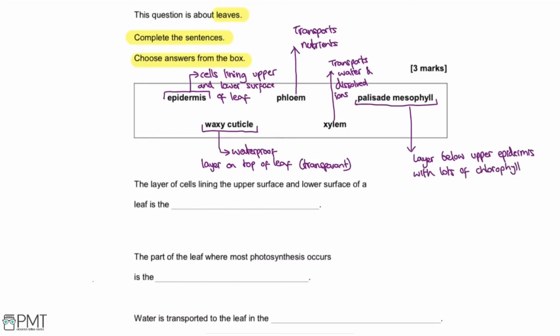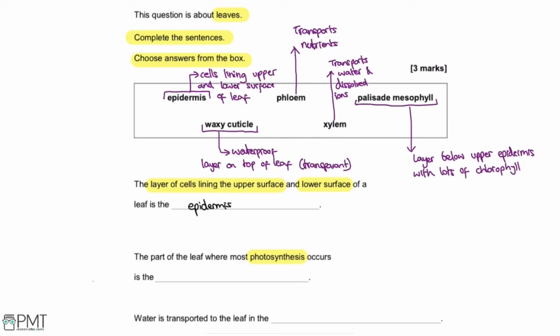If we have a look at our first sentence, it says the layer of cells lining the upper surface and the lower surface of a leaf is the blank. Well, this lines up really well with our first definition of the epidermis, so that's what you want to put here. The next one wants you to say the part of the leaf where the most photosynthesis occurs.